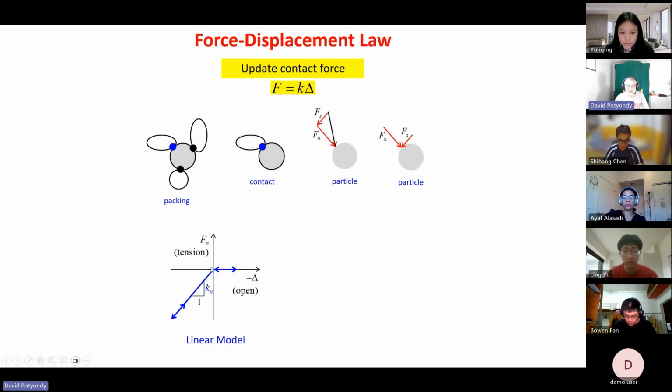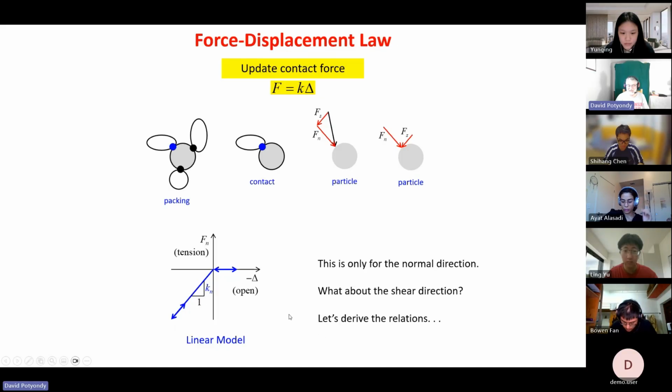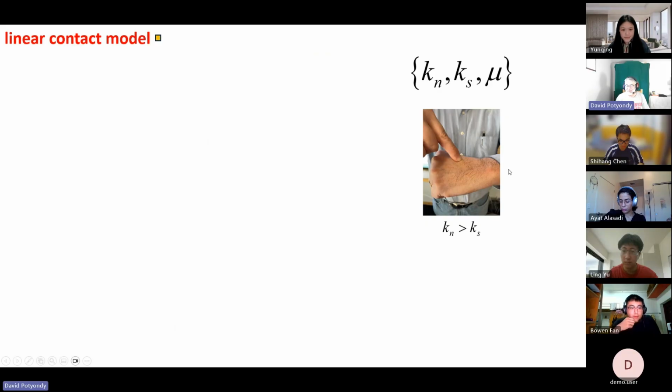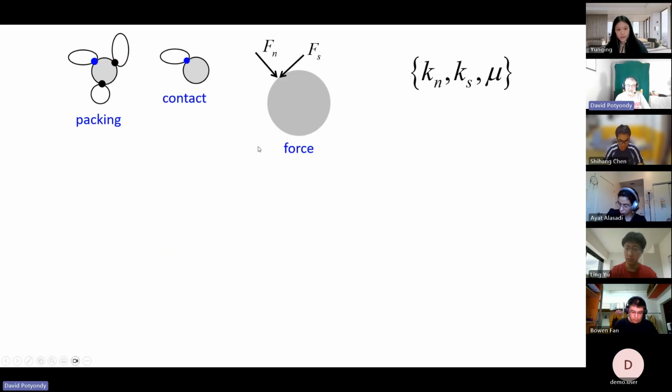Here's the normal force versus displacement thing. And that's only the normal direction. What about the shear direction? And again, here's what I was trying to talk about. The model only has 3 parameters, and it has a normal stiffness that you'll feel, and it has a lower shear stiffness, typically.